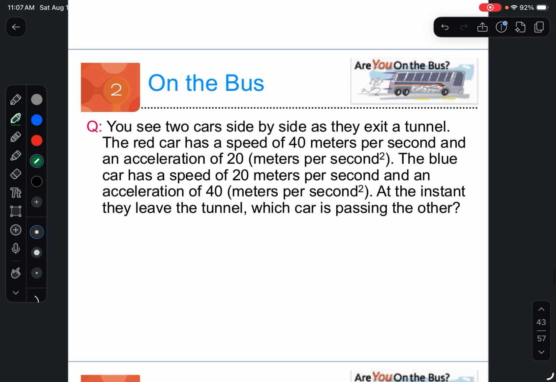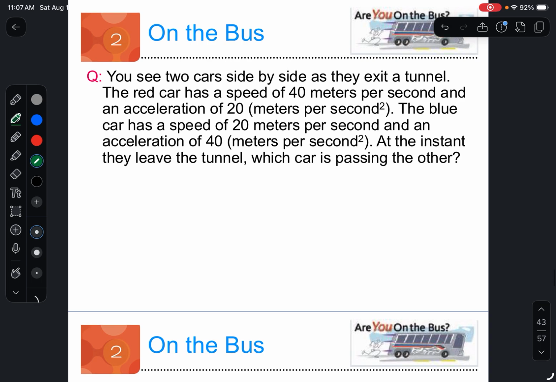Okay, let's look at this one. Now, in this one, you see two cars side by side as they exit a tunnel. The red car has a speed of 40 meters per second, and it's accelerating at 20 meters per second.